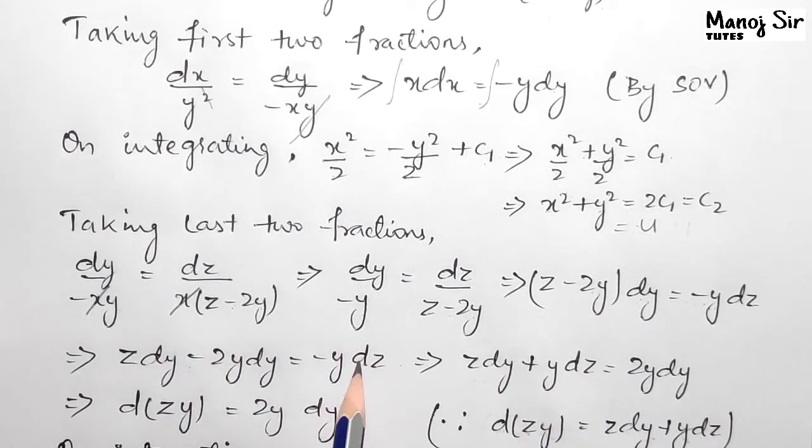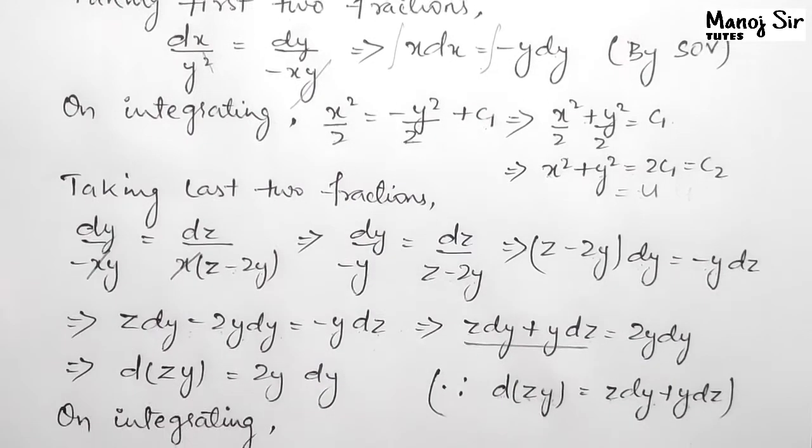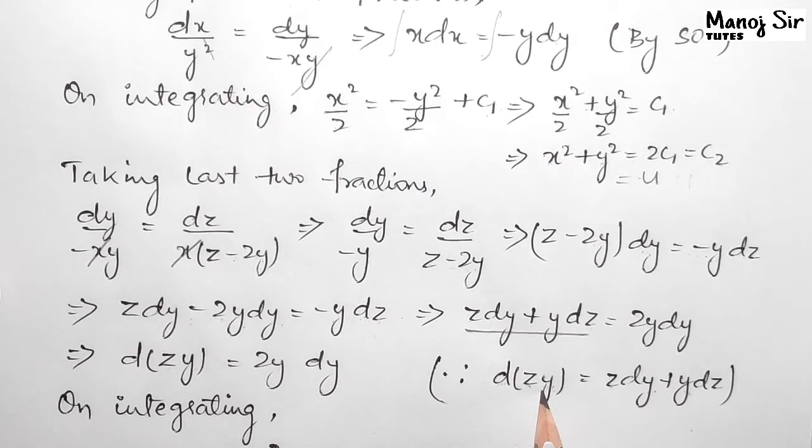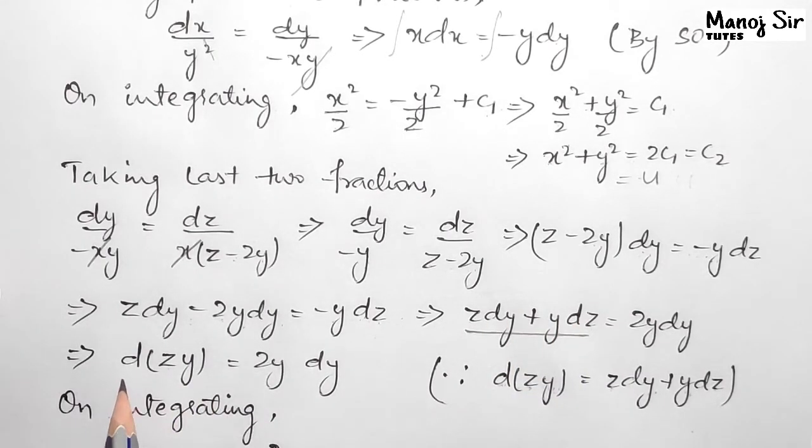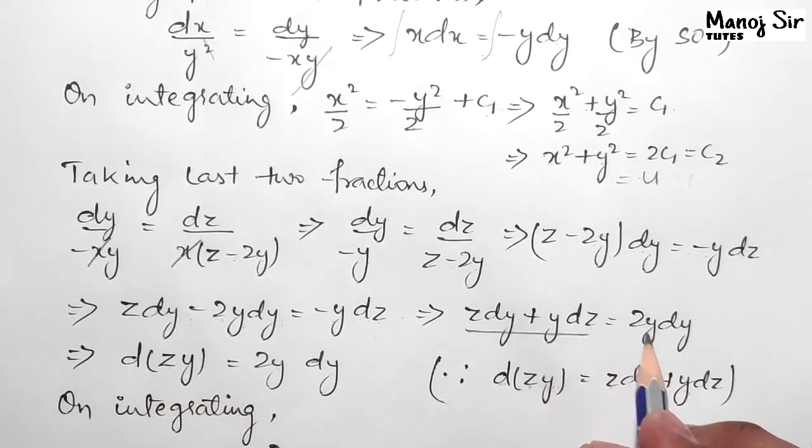Now taking this term to the left hand side and taking this term to the right hand side, what you will get is z into dy plus y into dz. Here what we have is 2y dy. Now if you see this closely, that is z dy plus y dz. Here we have d of zy. Differentiation of zy is equal to z into dy plus y into dz. So in place of this we can write d of zy. So here in place of this I have written d of zy equals to 2y dy.